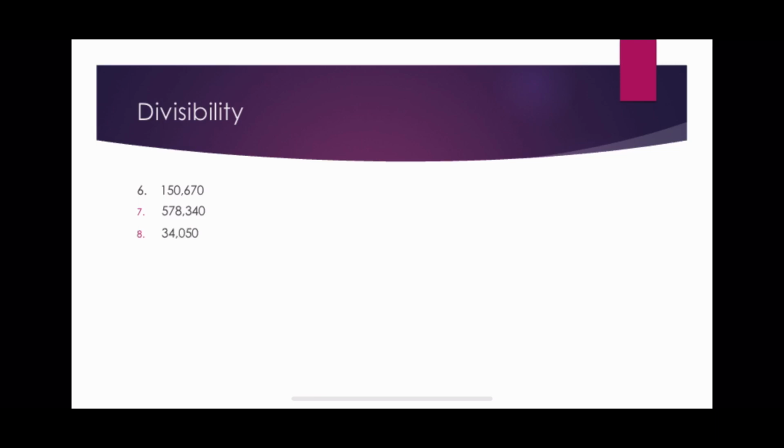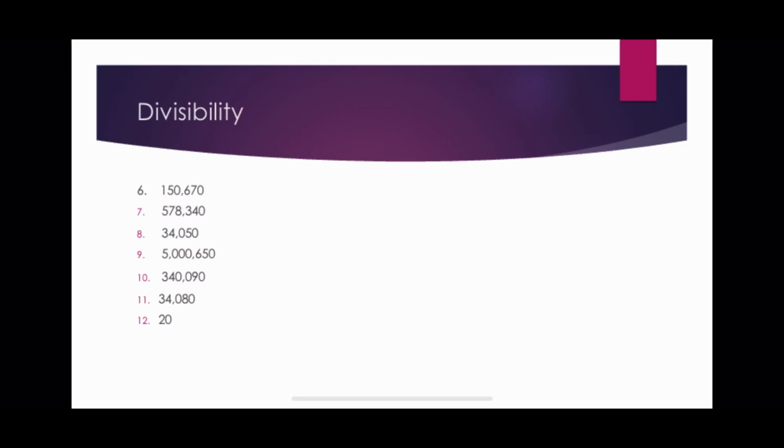Number 8, 34,050 is also divisible by 10 because it ends with 0. Number 9, 5,650,000 is also divisible by 10 because it ends with 0. Number 10, 340,090 is also divisible by 10 because it ends with 0. 34,080 is divisible by 10 because it ends with 0. Number 12, 20 is also divisible by 10 because it ends with 0.